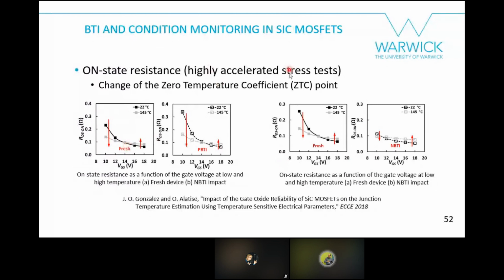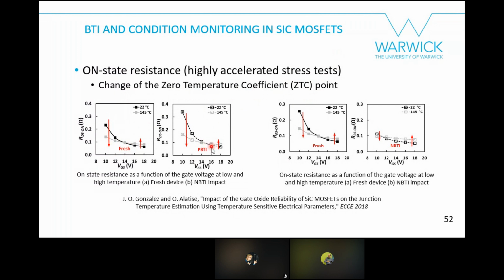People are also proposing, we don't care about temperature, we just want to monitor the electrical degradation. So I want to use my measurements at the zero temperature coefficient point. This is the point where the on-state resistance is not going to be affected by temperature. But what happens with BTI? If this zero temperature coefficient point is affected by BTI, you may have a problem.